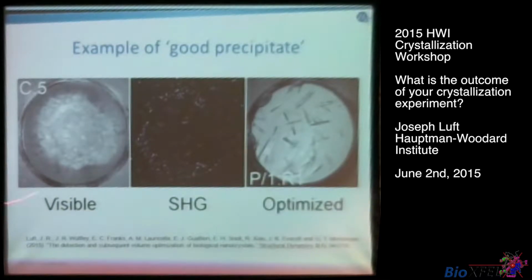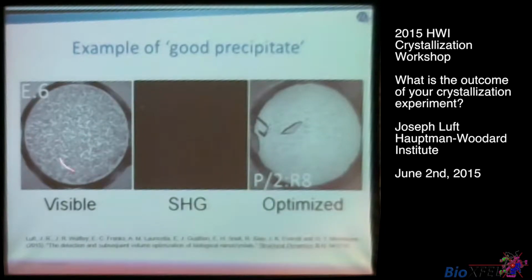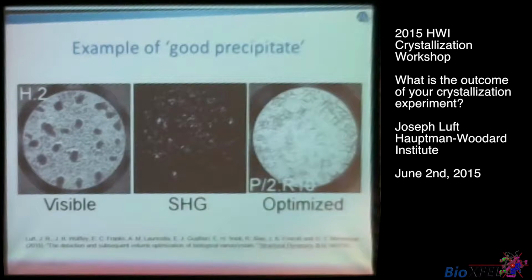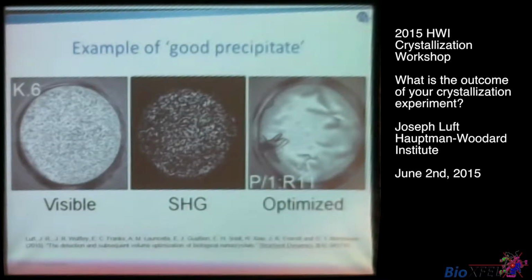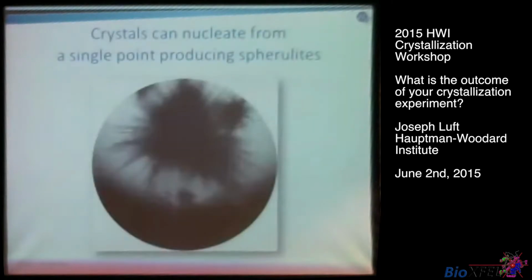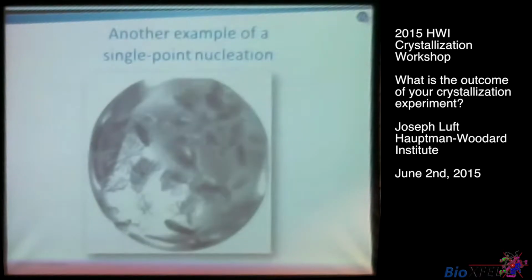Again, these are just a few quick examples of some precipitates that turned out to be good precipitates. There's a pattern to it. It's not an even homogeneous distribution, and there's some clumping and clustering here. Another example. So, examples of crystals. Crystals can nucleate from a single point, and you get these spherulites, these sea urchins that form. It's very rapid growth along one axis. Crystals like this can be optimized. They're perfectly viable. They aren't any good for diffraction for the most part, but it's a starting point.